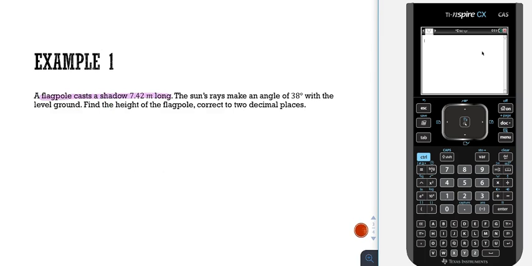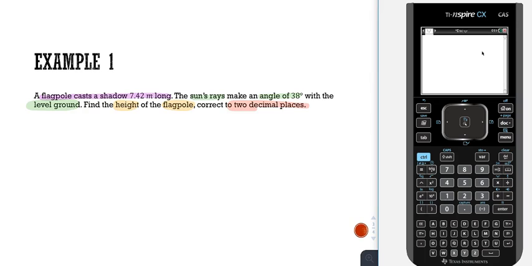All right, so examples. Example 1: a flagpole casts a shadow 7.42 meters long. So I'm highlighting that as my first piece of information. A different piece of information is that the sun's rays make an angle of 38 degrees with the level ground. So level ground is basically a horizontal line. We're asked to find the height of the flagpole, correct to 2 decimal places. So the height of the flagpole is the answer that I'm after, and my accuracy is 2 decimal places.